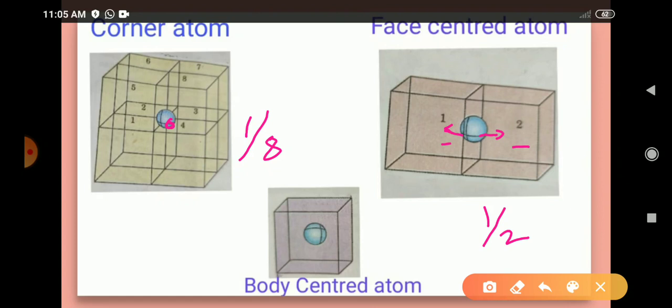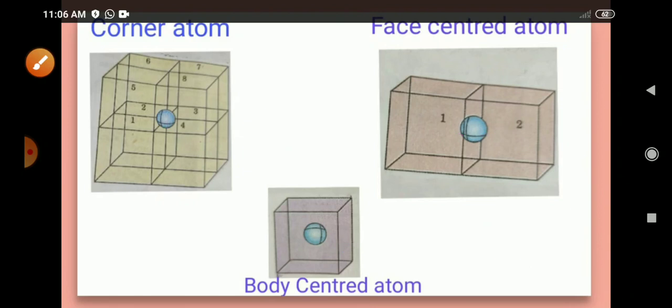But if the particle is present at the center of the unit cell, that is called body centered, then the whole atom is present inside the unit cell. Therefore, its contribution is 1. So, depending upon the contribution, we can find out the number of atoms in a particular unit cell.